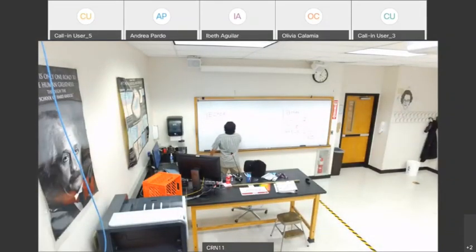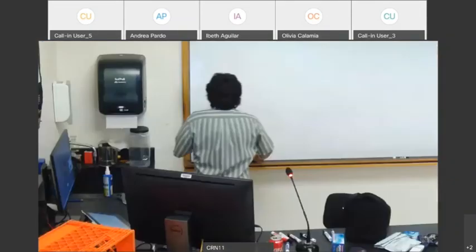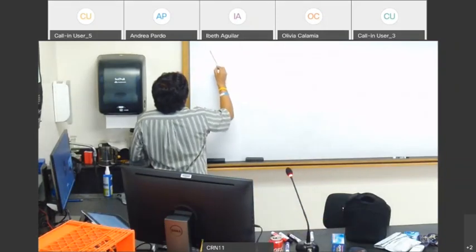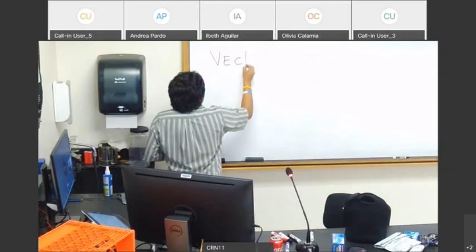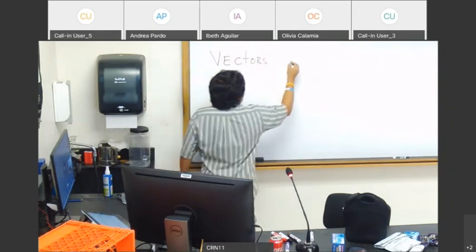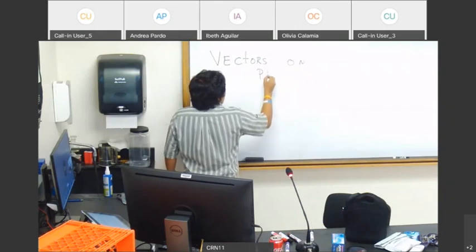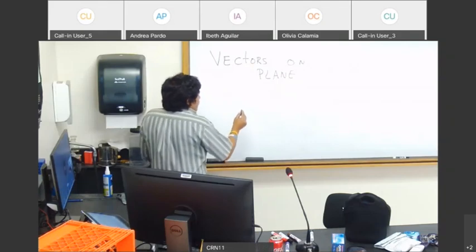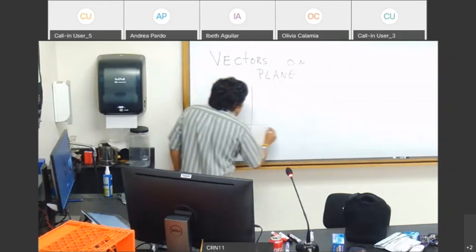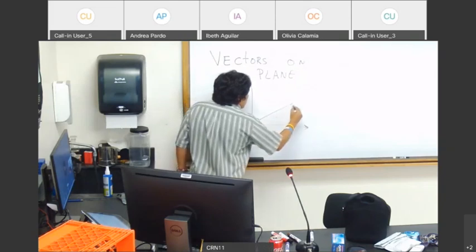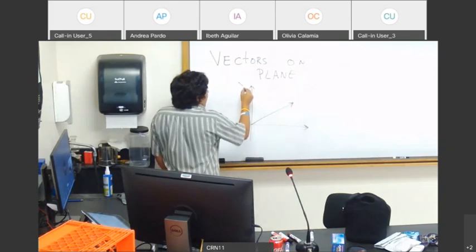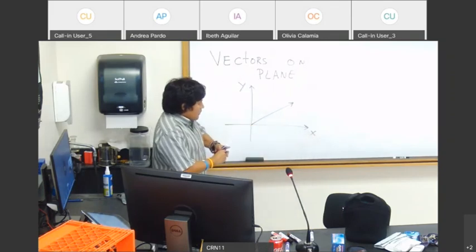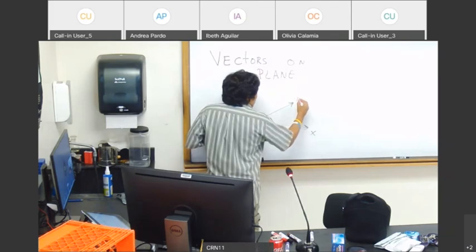So let's introduce vectors on the plane. What does that mean? It means I can draw you a vector like this. This is the y, and this is the x-axis. The x-axis, the y-axis, and then I can draw a vector here. Let's say vector A.